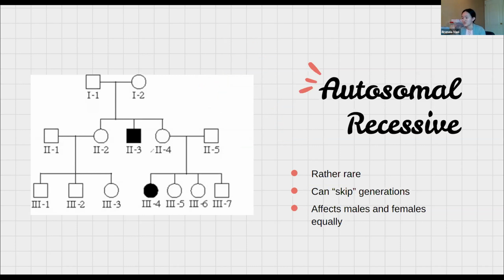And lastly, it affects males and females equally. So we see we have one male and one female. Again, it's very subjective. Theoretically, it would be a perfect number of males and females. Well, what is heterozygous and what is homozygous?